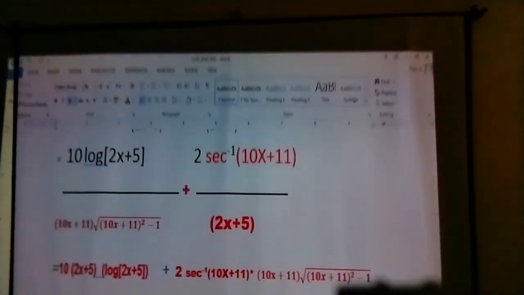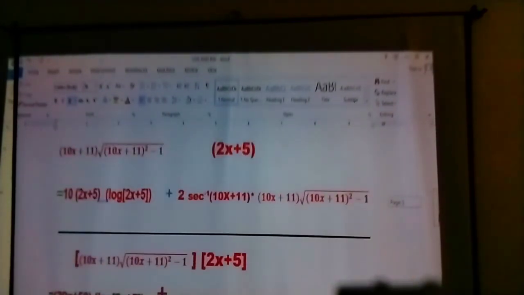Now taking the LCM, what is here? 10x plus 1 root of 10x plus 1 whole square minus 1, and 2x plus 5 is the LCM. So apply the LCM, then the function becomes like this. So the problem is over, student. That's all. Another important thing: 10 into 2x plus 5 gives 20x plus 50, and here 10x plus 1 into 2 is there, so it becomes 20x plus 2. Now the problem is over.